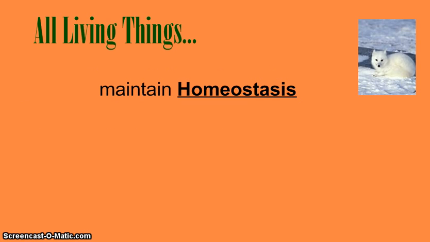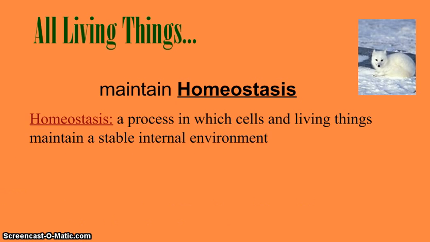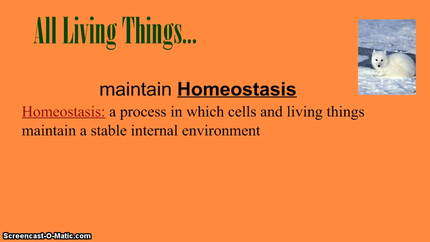The next one, maintaining homeostasis. Homeostasis of all the 8 living characteristics kind of brings everything together. And this idea of homeostasis, which by definition says it's a process where cells and living things maintain a stable internal environment. The processes by which that happens is homeostasis. And so this idea of maintaining an internal environment is a big thing to all living things.